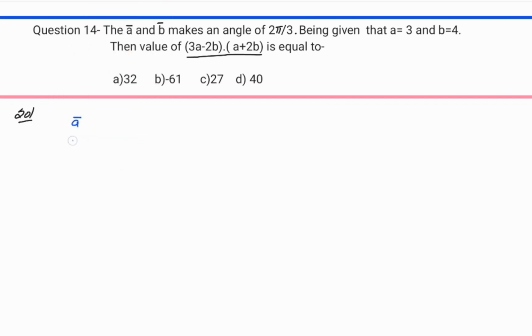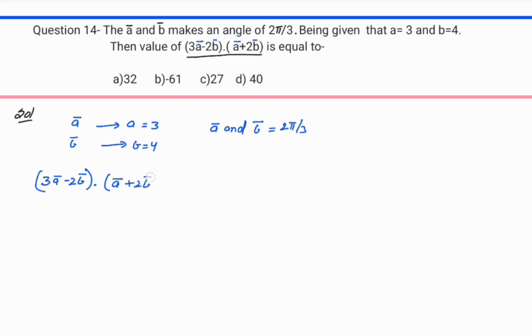Vector A is given and vector B is given. The magnitude of vector A is given as 3 and the magnitude of vector B is given as 4. And the angle between vector A and vector B is given as 2 pi by 3. And it is asked to calculate the value of these vectors: 3 vector A minus 2 vector B dot product vector A plus 2 vector B. Okay, now open the bracket.